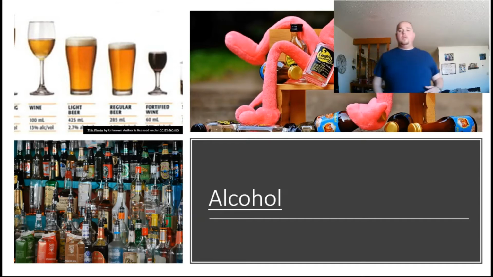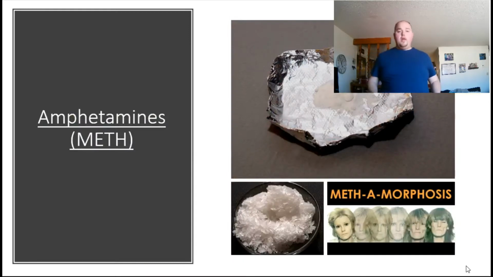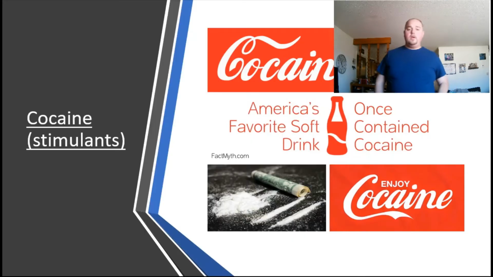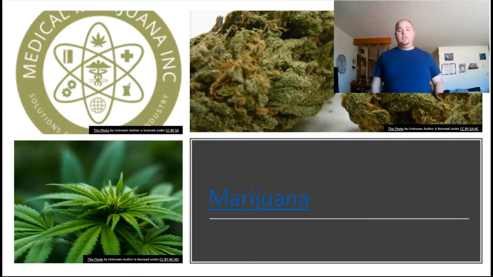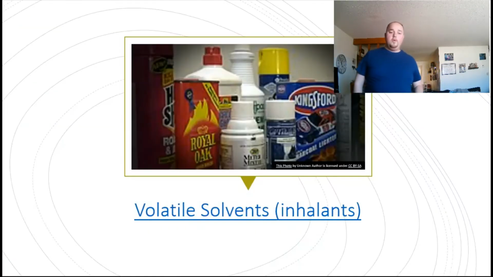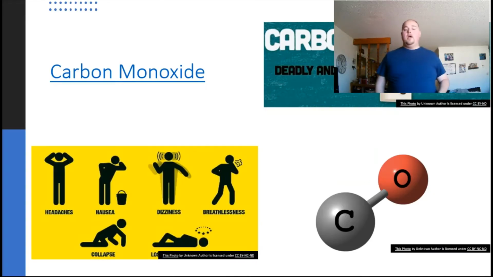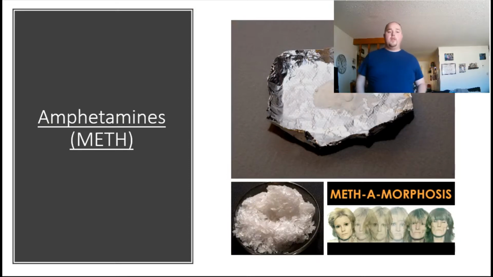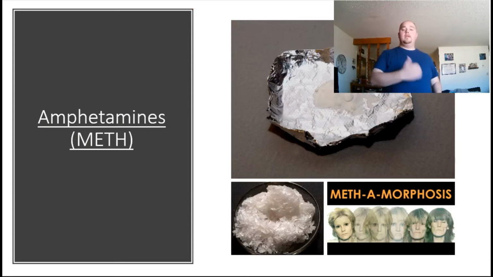Now, we also look at substances in this section, and we talked about different substances like meth. We talked about sedatives, synthetic cannabinoids, cocaine, hallucinogens, marijuana, opioids, volatile substance, and then we get into poisonings. But let's go ahead and start with meth. Substance abuse is an issue in America.